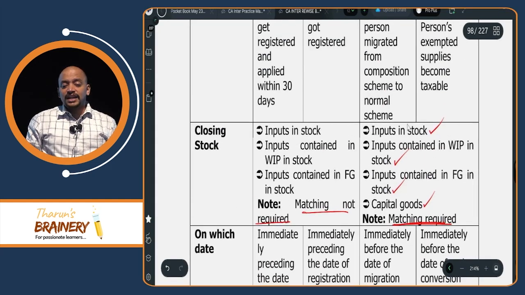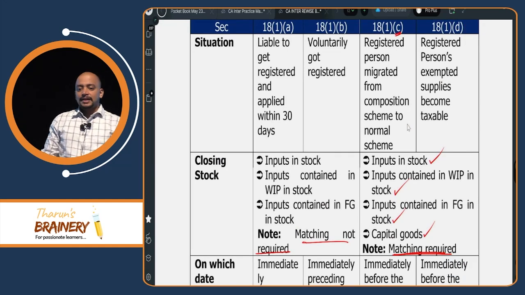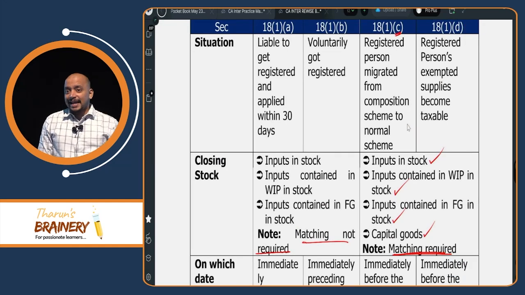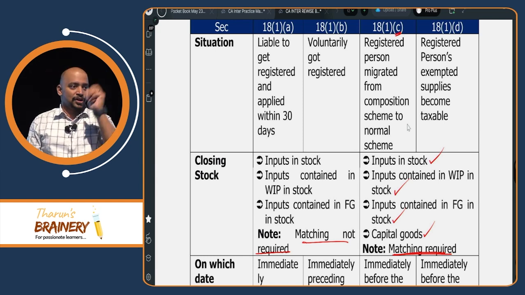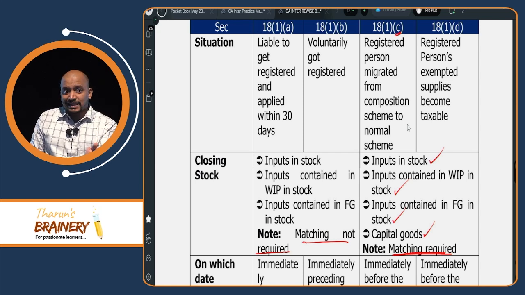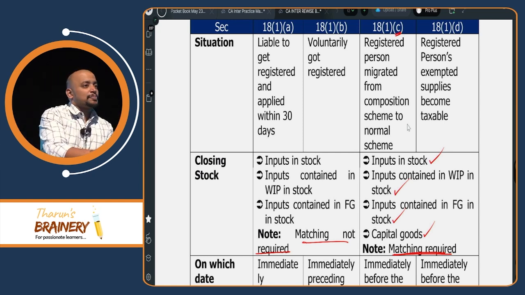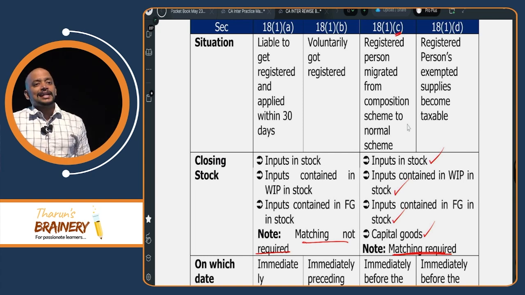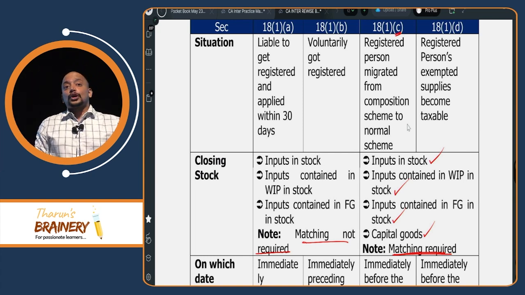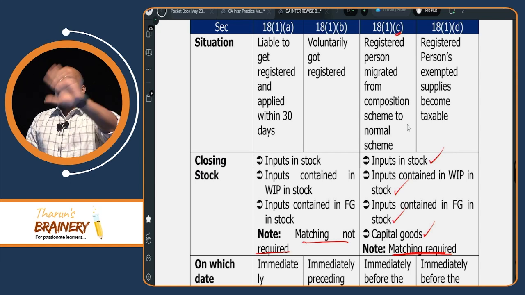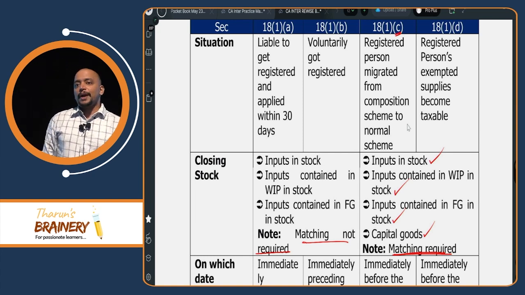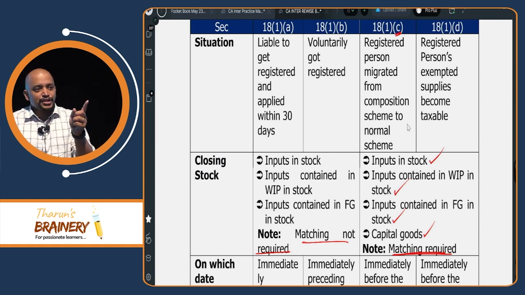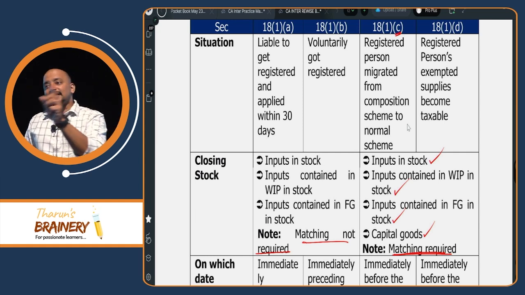Then 18(1)(d) you see. 18(1)(d) is a registered person who is making exempted supplies. So, when he was making exempted supplies, can he take ITC? No. Now, he started making taxable supplies, means the exempted supplies became taxable. Now, can he take ITC? Yes. So, on the closing stock before the date of conversion, same as 18(1)(c). That is inputs as such held in stock, inputs in WIP, inputs in FG, capital goods. Which date? Before the date of conversion. From where to where? Exempted supplies to taxable supplies.